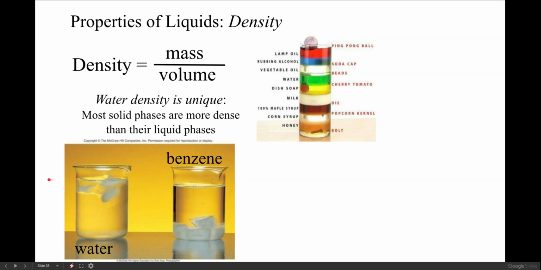Actually, side note, Sonic always puts way too much ice in their cups. So that ice actually goes from top to bottom. I usually tell them to go easy on the ice. But here you can see it's floating.